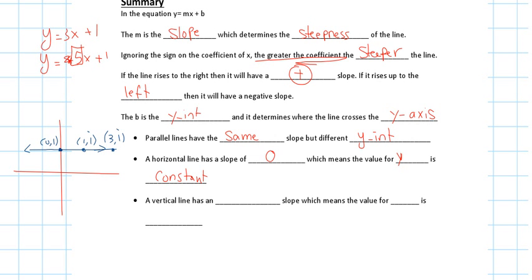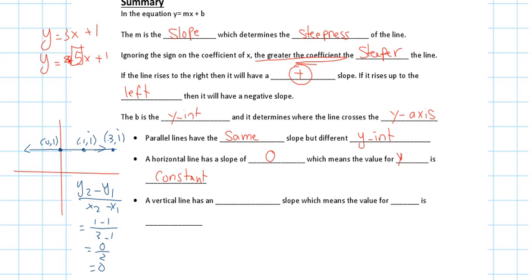Okay? If you do y2 minus y1 over x2 minus x1, right? So I do 1 minus 1 over 3 minus 1. That's going to be 0 over 2, which is 0. That's why the slope is 0 for horizontal lines.